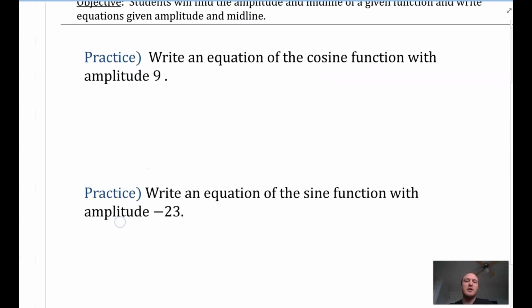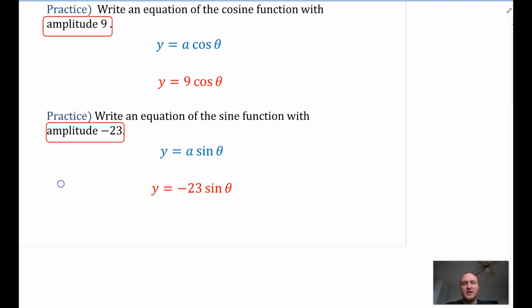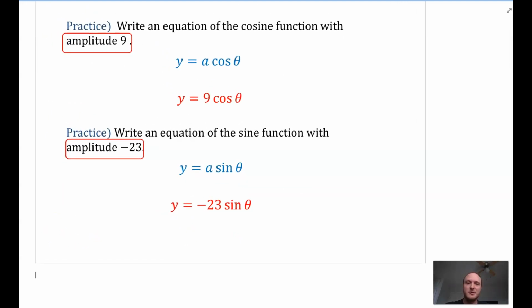Okay, so here are two practice examples. It says write an equation of a cosine function with an amplitude of 9, and then the second one, write an equation of the sine function with an amplitude of -23. Please go ahead, pause the video, try these two examples, and I'm going to post the solutions. Okay, hopefully you have tried these. Here are the solutions. Okay, y equals 9 cosine theta, fairly straightforward, and y equals -23 sine theta.